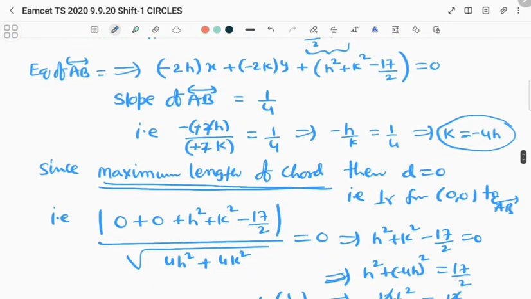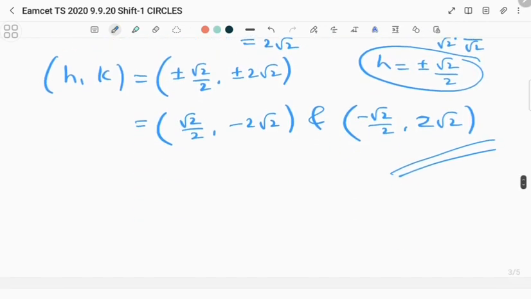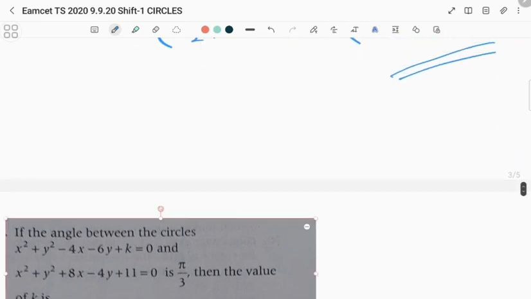In terms of h comma k, solving that, and the slope also you take the help. K is equal to the slope, 1 by 4 is given. Now from that you can take the help. So we will move on to another question.